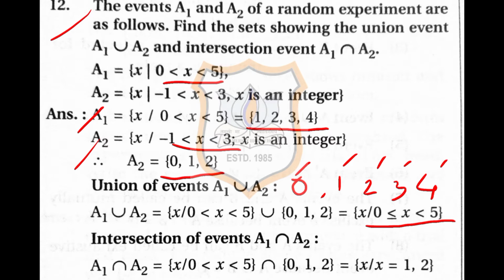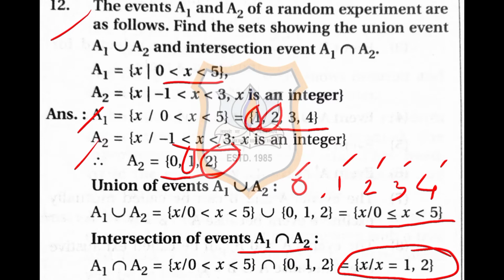Next thing we have to find, A1 intersection A2. Now see the common elements which are there in A1 and A2. First is 1 which is coming in both, and 2 which is coming in both. So A1 intersection A2 is equal to {1, 2}. This is your A1 intersection A2, that is just you will have two elements 1 and 2.